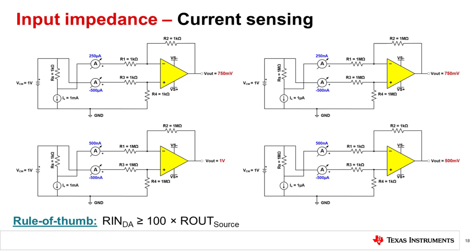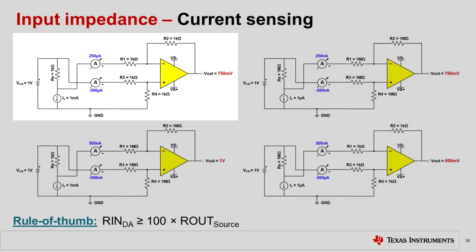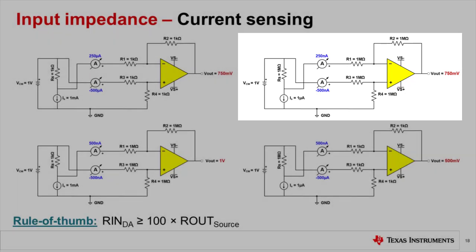In the last slide, I mentioned that a difference amplifier's low input impedance can be a disadvantage. Why? Let's take a look at these 4 unity gain difference amp circuits. In the top left-hand circuit, we have a 1 kilo-ohm shunt resistor with a 1 milliamp source. We expect to sense 1 volt, but our output is 750 millivolts. In the top right-hand circuit, we have a 1 mega-ohm shunt resistor with a 1 microamp source. We expect to sense 1 volt, but our output again is 750 millivolts.